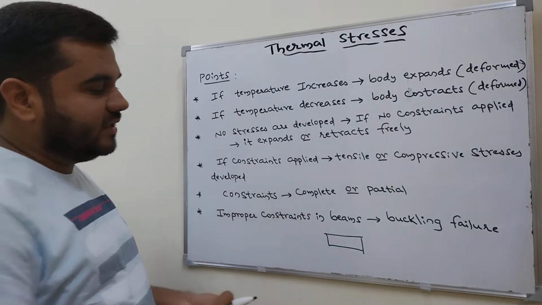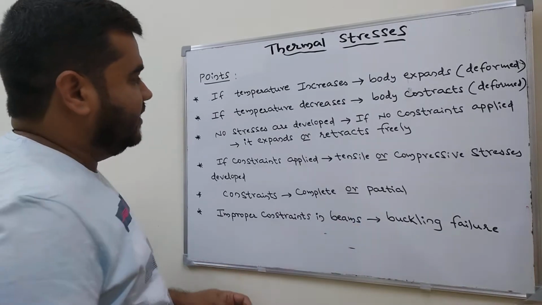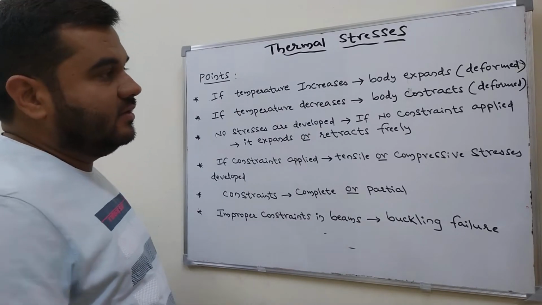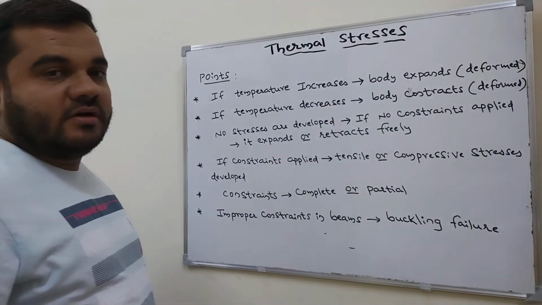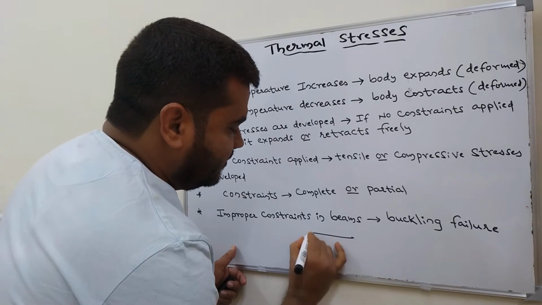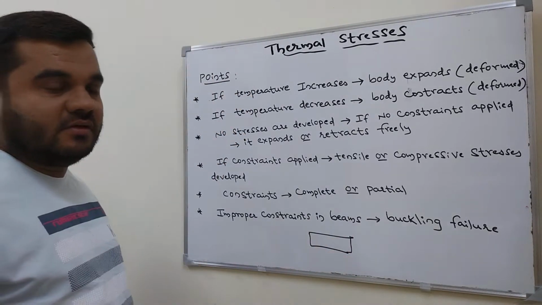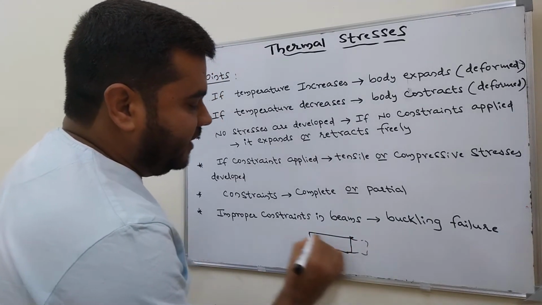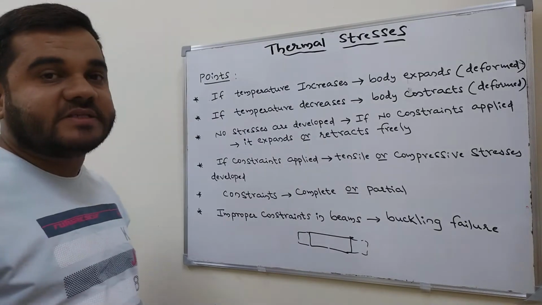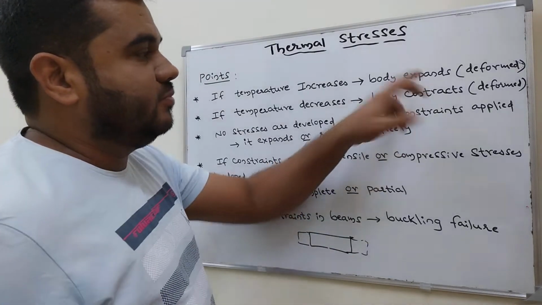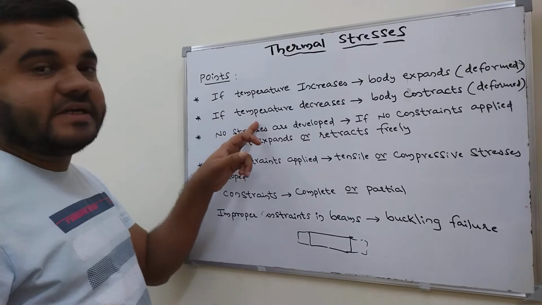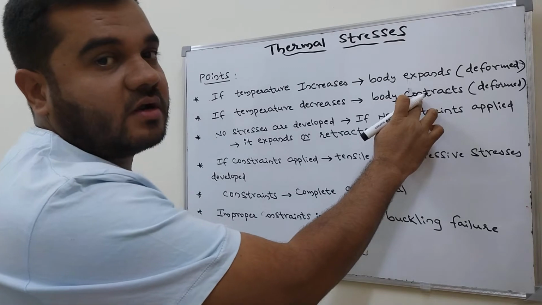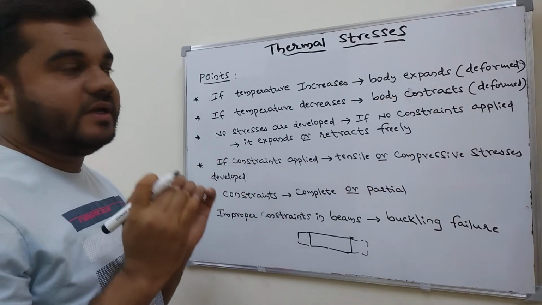Here are some points related to thermal stresses. We'll see them one by one. The first point is, if temperature increases, the body will expand. Due to the increase in temperature, it undergoes deformation and expands. There will be extension. That is the first point. In other words, if temperature decreases, the body will contract. Here compression of the body takes place.